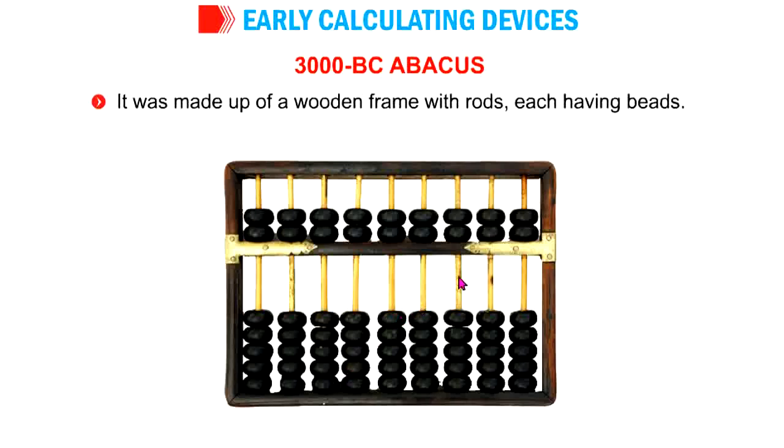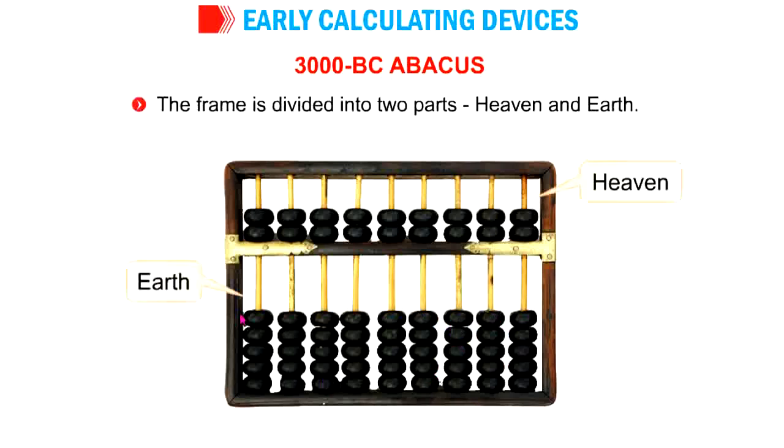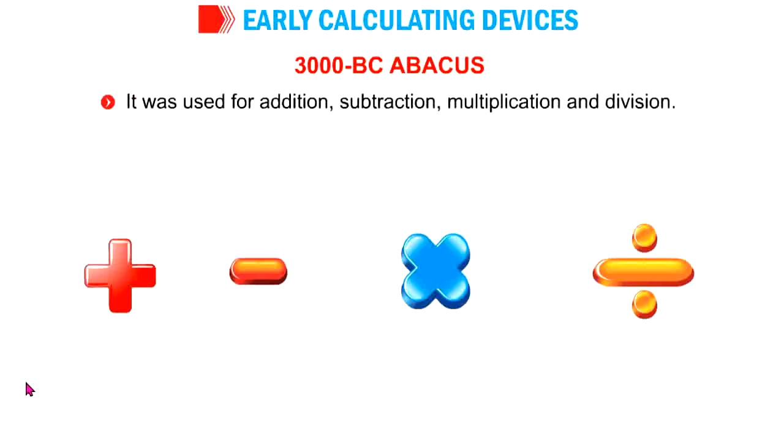It is made up of wooden frames with rods, each having beads. Beads means the small things. This frame is divided into two parts, that is heaven and earth. Later, it is used for addition, subtraction, multiplication and division.